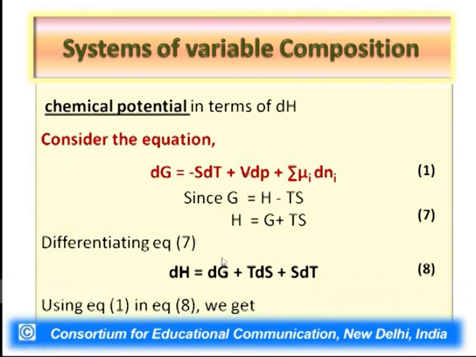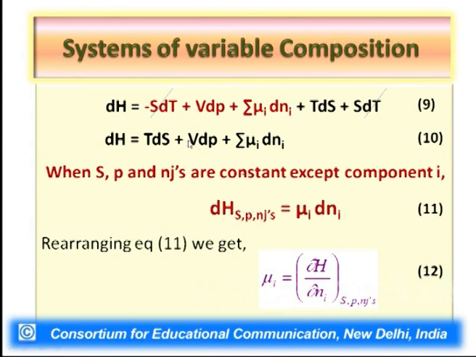Now, when you differentiate equation 7, what you ultimately get is dH equal to dG plus TdS, because the second term is TS, plus TdS plus SdT. So, now you can make use of equation 1 in equation 8, because in equation 8 you can very easily see that dG is equal to minus SdT plus VdP plus summation mu i dni. So, when we substitute this in equation 8, what we ultimately get is finally dH equal to TdS plus VdP plus summation mu i dni.